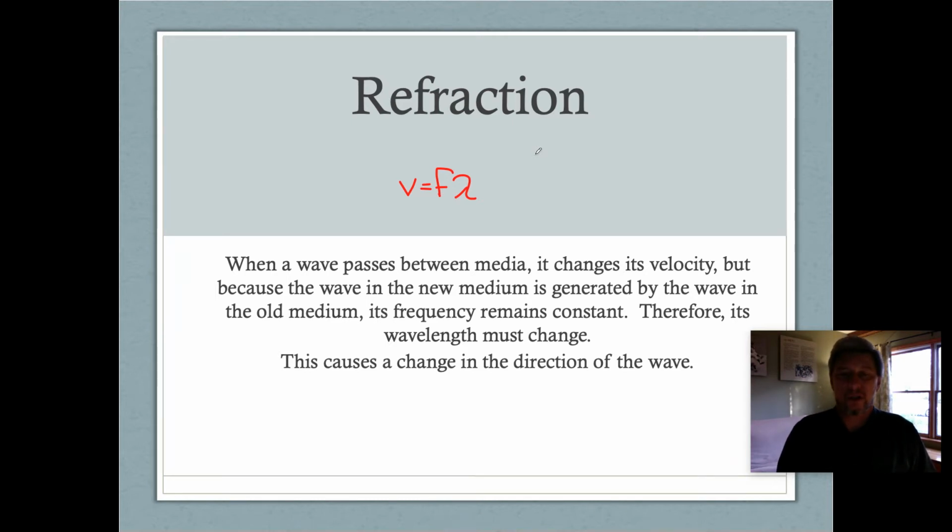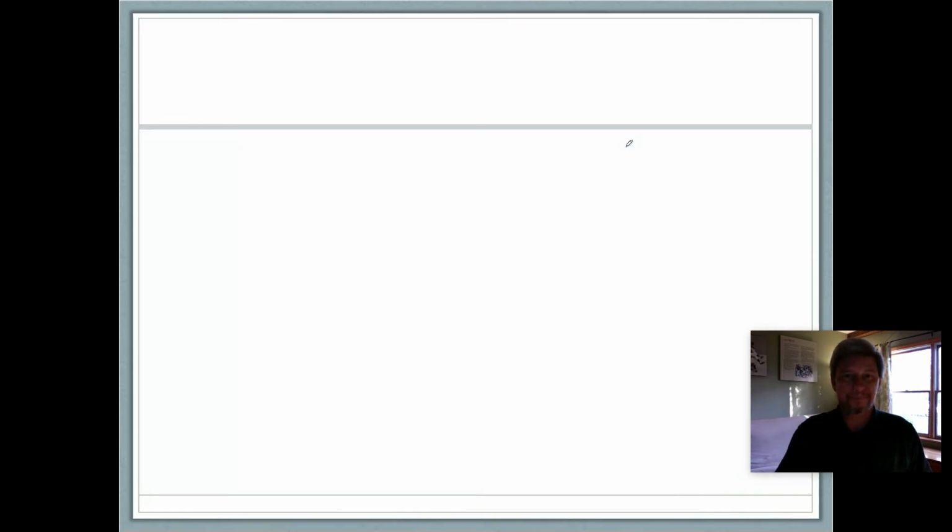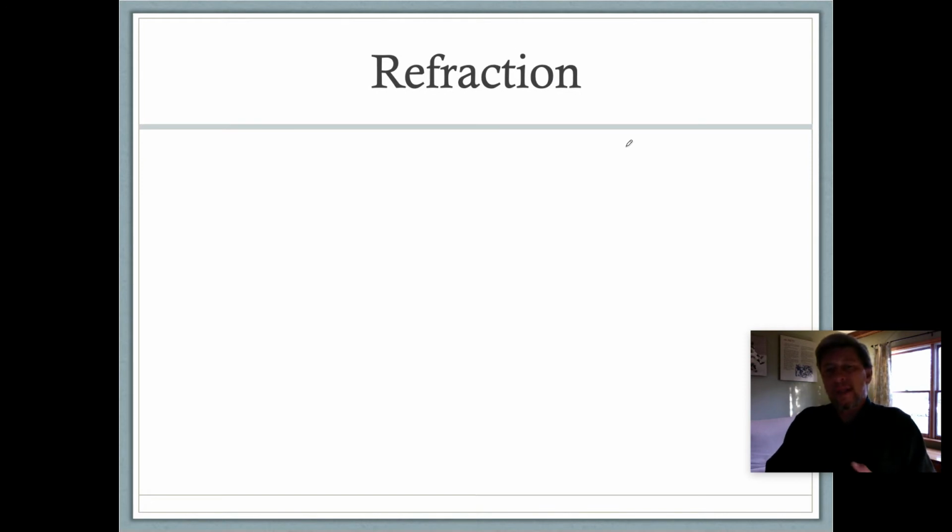And this causes a change in the direction of the wave. That's a mouthful, a little bit to chew on. So take a few minutes and read through this a couple of times and make sure that you understand what we're saying here based on the velocity formula that we've talked about before. Now, that leads us to a discussion of what happens to the wave. If the velocity is changing, but the frequency remains the same and the wavelength changes, it changes direction.